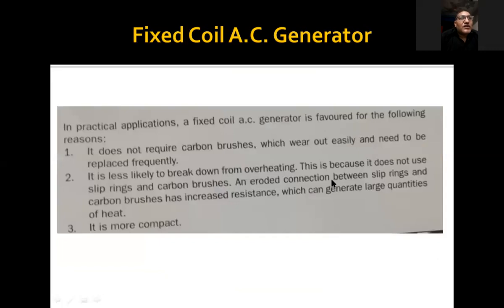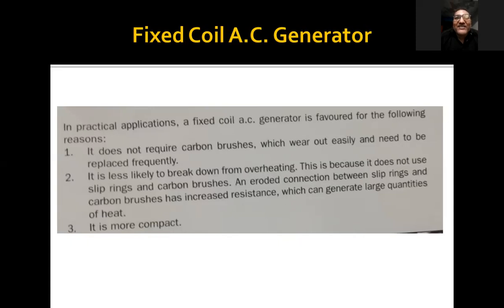So in practical applications, a fixed coil AC generator is favored for the following reasons. The coil could be fixed and the magnets can be moving, or the magnets can be stationary and the coil can be moving. But the fixed coil design is better. Why is it better? It does not require carbon brushes, which wear out easily and need to be replaced frequently.